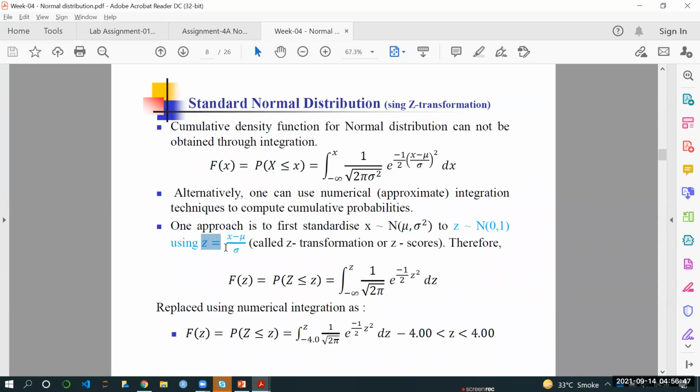So what happens with the Z transformation? Mu can be from minus infinity to plus infinity, and sigma can take any value from 0 to infinity. But when we do this variable transformation, the new distribution will have exactly 0 mean and 1 variance. In place of considering infinitely many values of mu and sigma square, we have a new distribution called the standard normal distribution, which has mean 0 and variance 1. This is a very important transformation in any field.